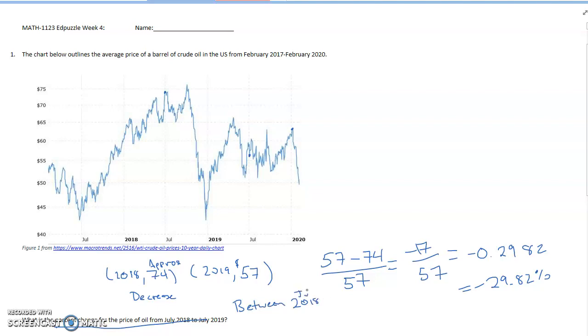So this was, between July 2018 and July 2019, there was a 29.82% decrease.